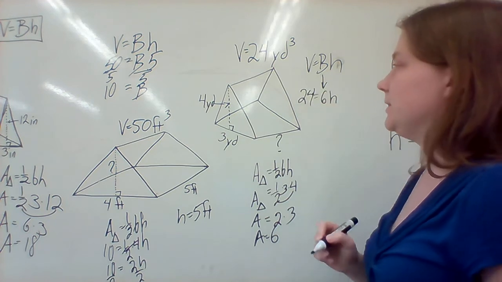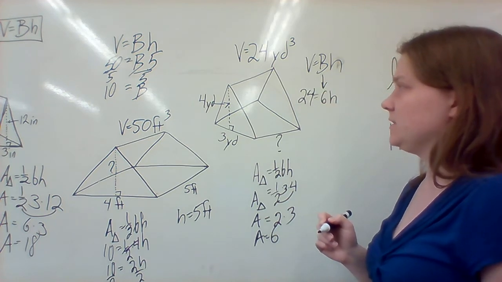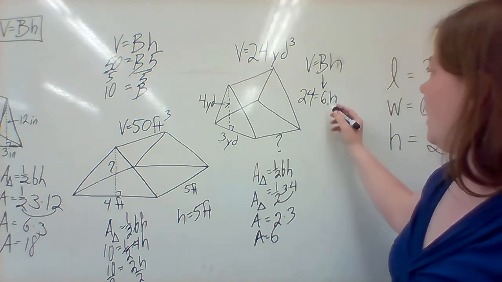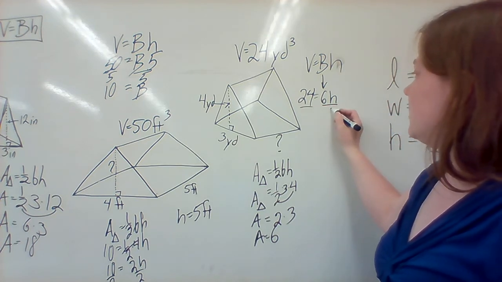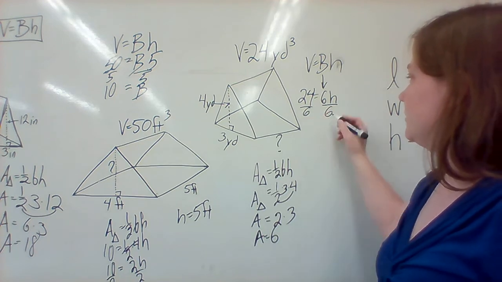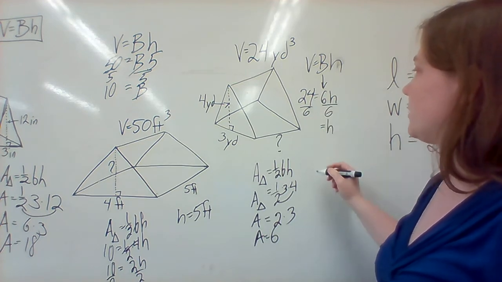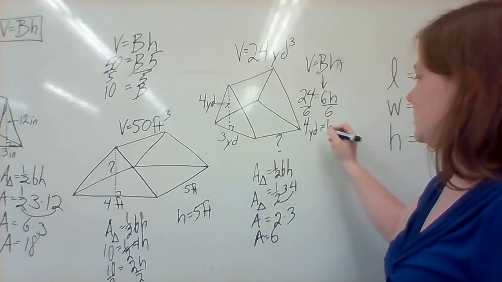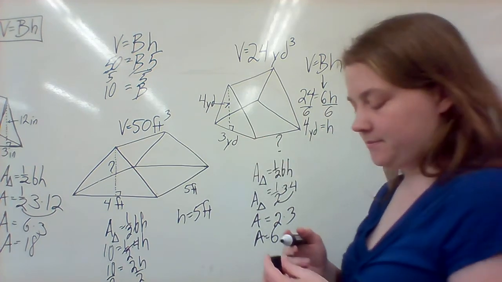So I'm going to plug that in. Now what I need to do is divide by 6 on both sides to get that alone. So I have H equals 24 divided by 6, which is 4. So get that label of yards in there, and I'm all set.